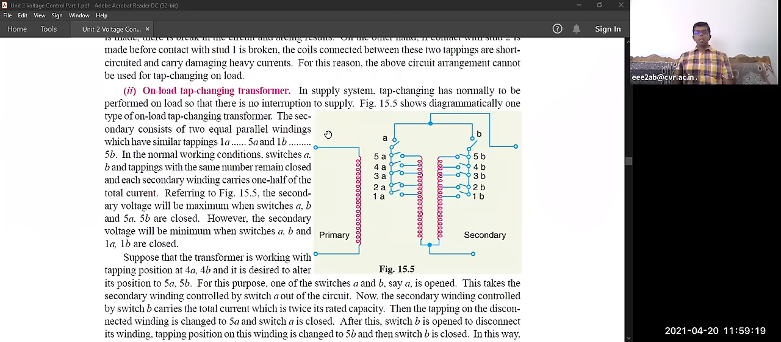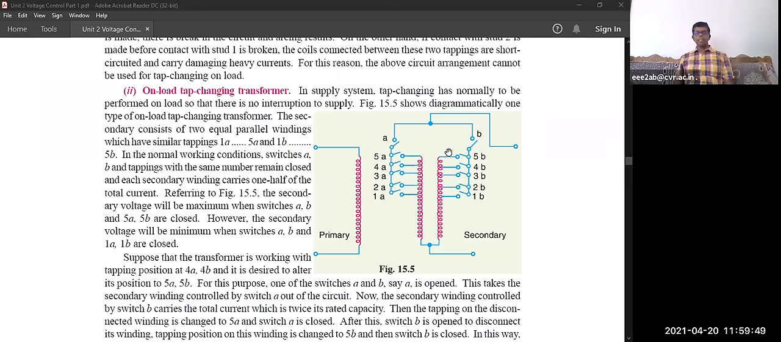So this is the structure, like a primary side, and in the secondary side, in the supply system, tap changing is normally to be performed on the load, so that there is no interruption to the supply. So here in the on-load tap changing transformers, there is no interruption in the supply. The figure shows the diagrammatic type of on-load tap changing transformer.